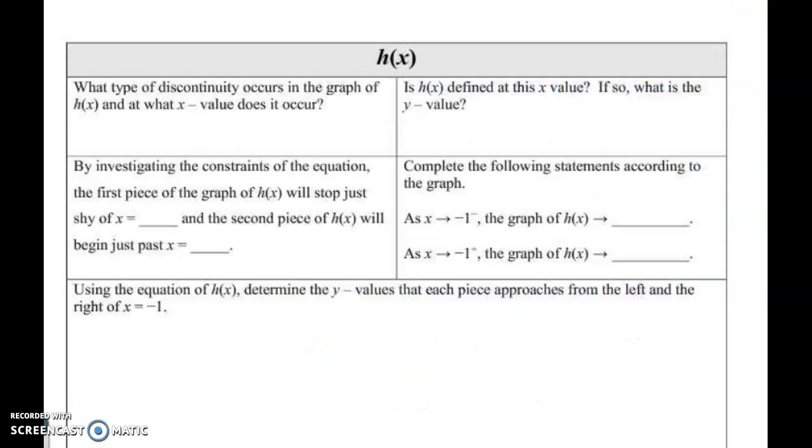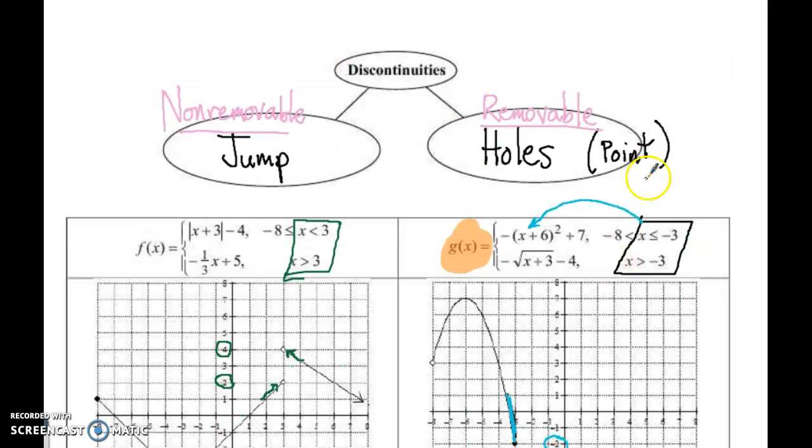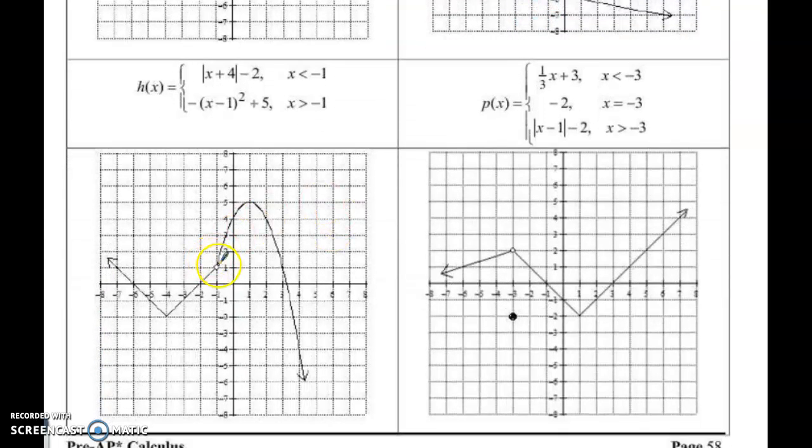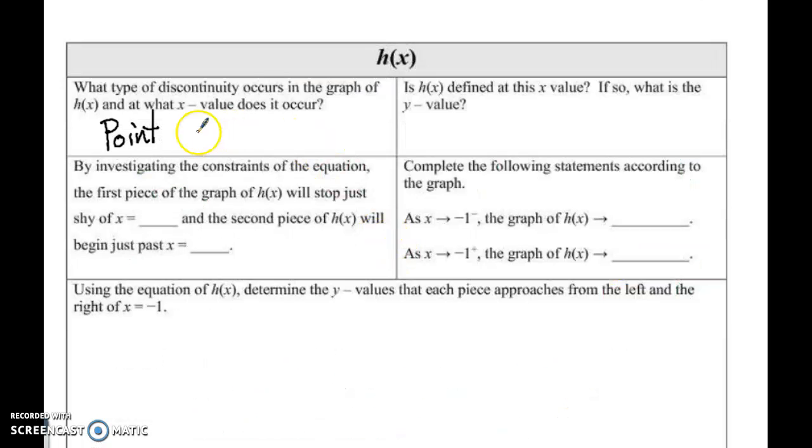So let's look at some holes or point discontinuity, which is definitely happening in h of x for that. It doesn't matter. I'm fine if you write holes or if you write point. Just know that in multiple choice questions, sometimes they have multiple answers. So there's a hole, point discontinuity here at h of x, and we're examining at x equals -1, because that's where the graph stops and starts. So point discontinuity at x equals -1.